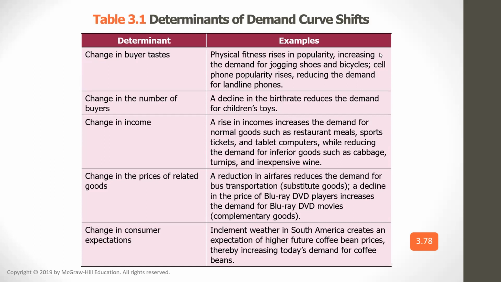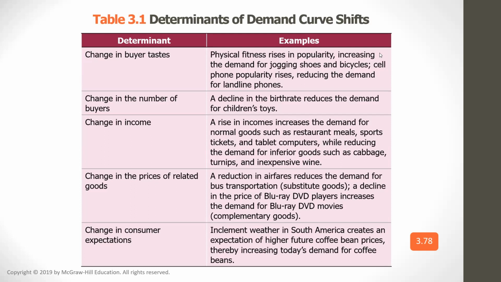So determinants of demand. Change in buyer taste: physical fitness rises in popularity, increasing demand for jogging shoes and bicycles; cell phone popularity rises, reducing demand for landline phones. Change in the number of buyers: a decline in the birth rate reduces demand for children's toys. Change in income: a rise in incomes increases demand for normal goods such as restaurant meals, sports tickets, and tablet computers, while reducing demand for inferior goods such as cabbage, turnips, and expensive wine.